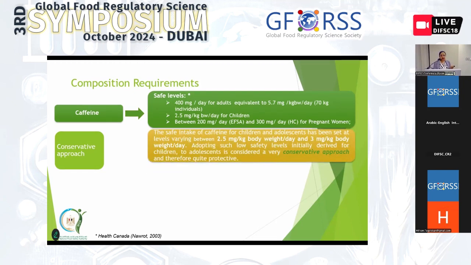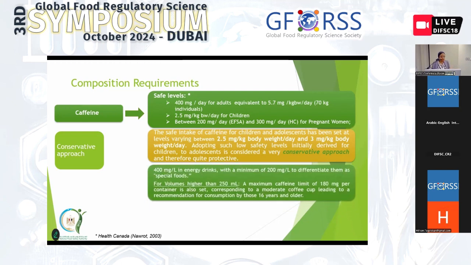The safe intake of caffeine for children and adolescents has been set at levels varying between 2.5 milligrams per kilogram body weight per day and up to 3 milligrams per kilogram body weight per day. Adopting such low safety levels, initially derived for children and adolescents, is considered a very conservative approach and therefore quite protective for the general population. So it was decided that there would be a maximum of 400 milligrams per liter in energy drinks, with a minimum of 200 milligrams per liter to differentiate them as functional food or special foods.